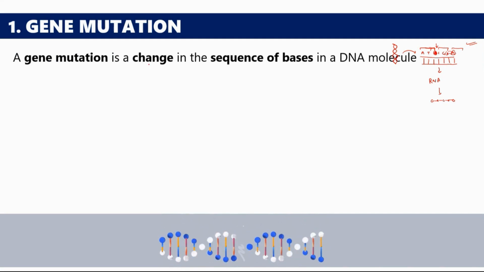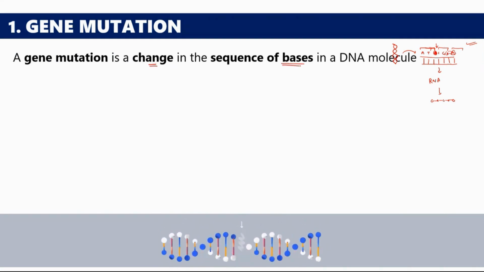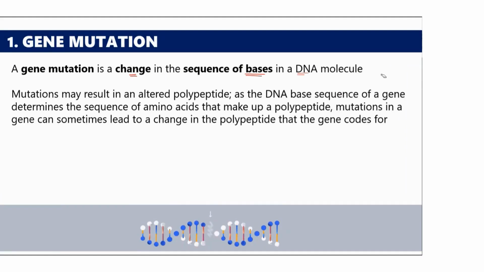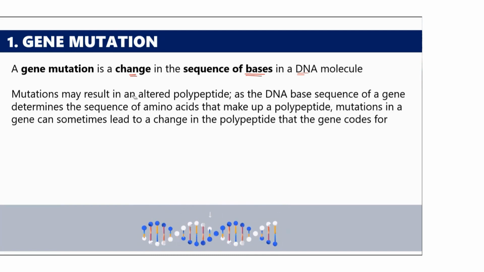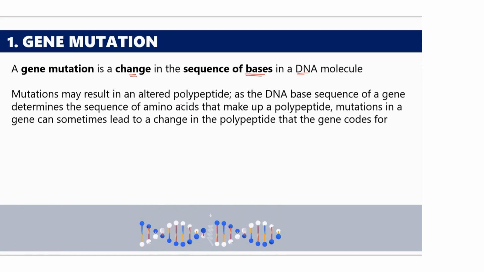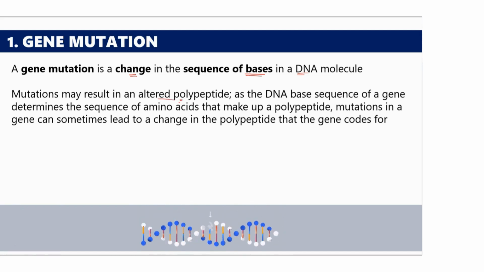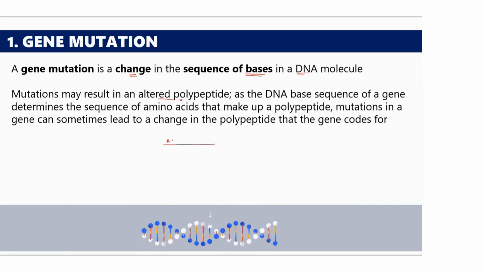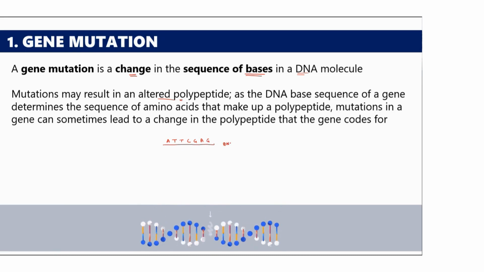A gene mutation is a change in the sequence of nitrogen bases in a DNA molecule. So what is the result of mutation? Mutations may result in an altered polypeptide. May means there is a possibility, but many times it might not happen. Let's say, for example, we have a sequence ATT, CG, G, whatever sequence is there on the DNA.